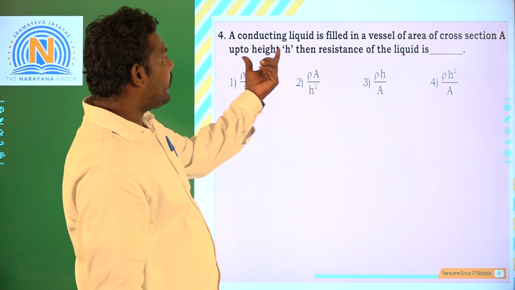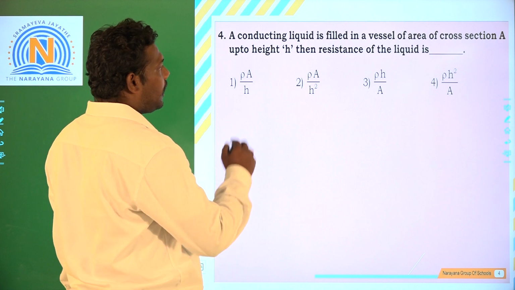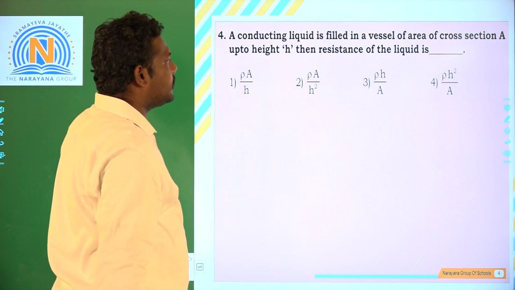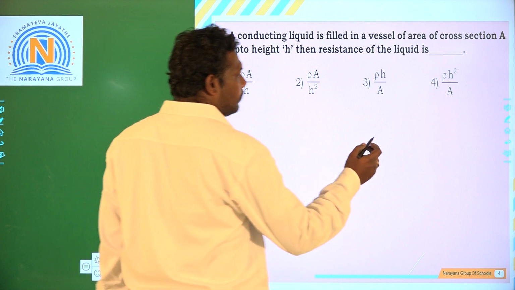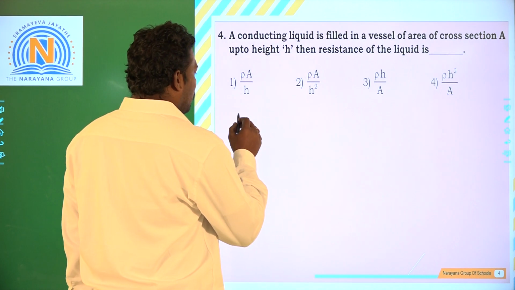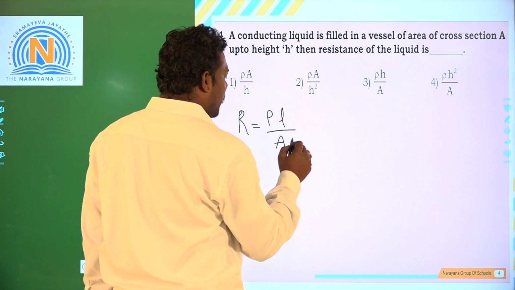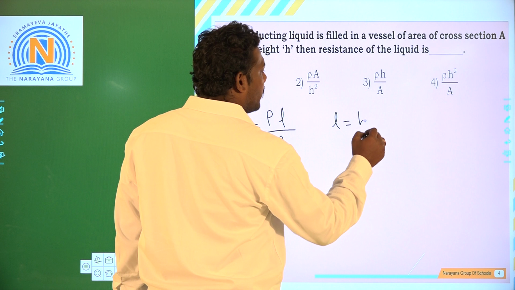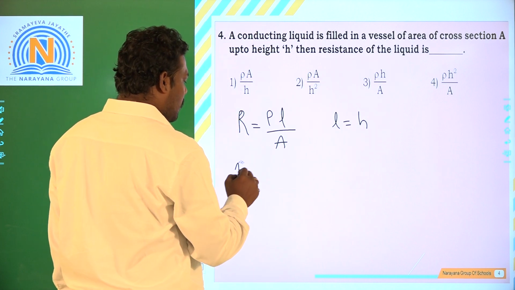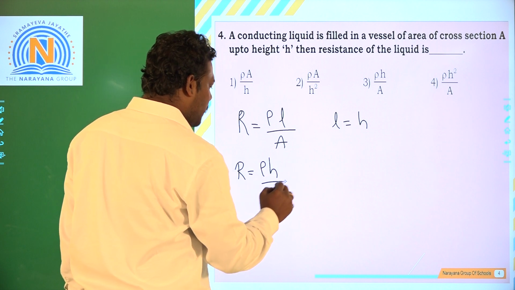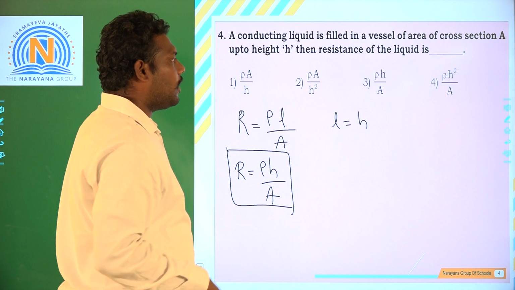A conducting liquid is filled in a vessel of area of cross section A up to a height h. Find the resistance of the liquid. So as R equals rho L by A, here length can be treated as height because it is filled to a height h. So R equals rho h by A. The resistance of the liquid will be rho h by A.